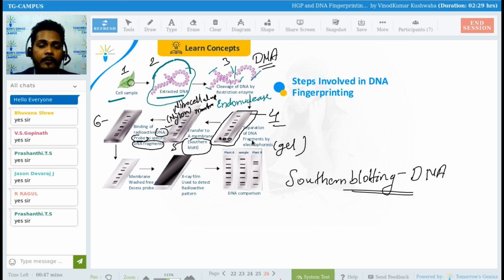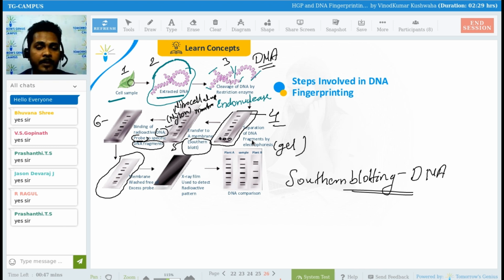Now after southern blotting, you can see the nylon membrane is washed to remove the extra probe. If there is an extra probe, that can be easily washed out, and the required probes remain on this membrane. Then an X-ray film is exposed on this membrane to mark the place where the radioactive DNA probe has bound to the DNA fragment, and these fragments are marked as dark bands.